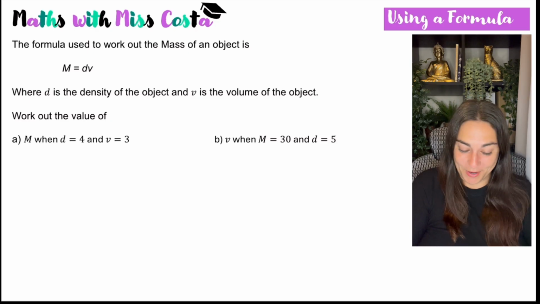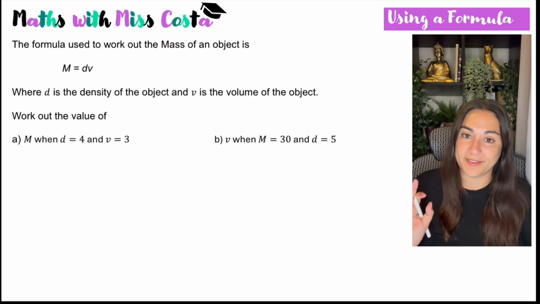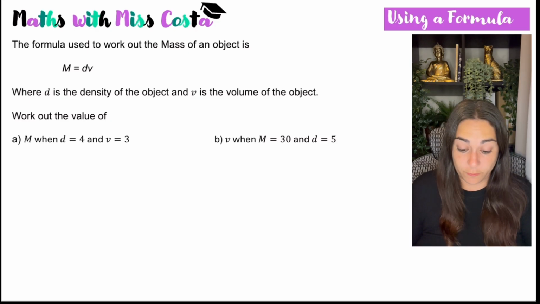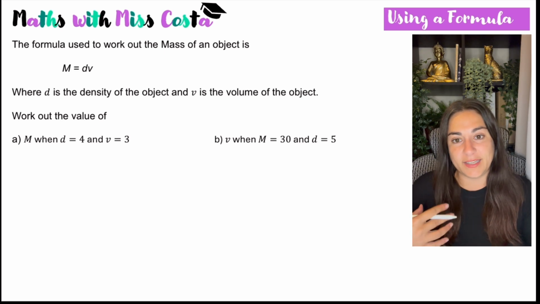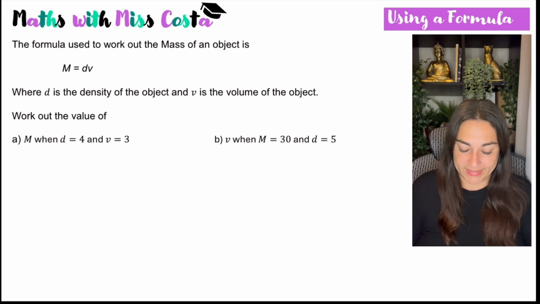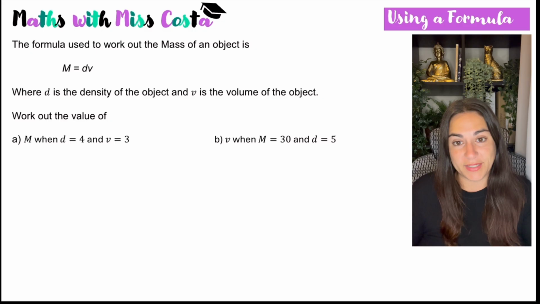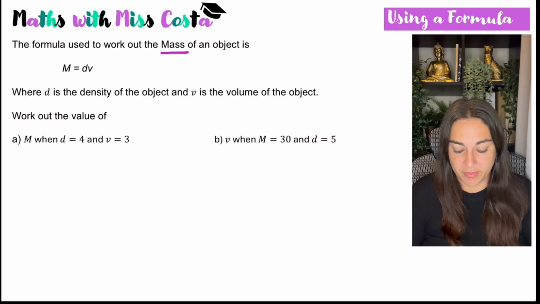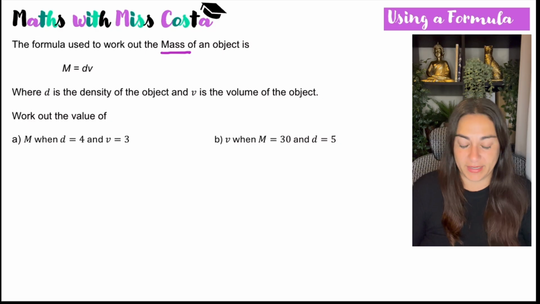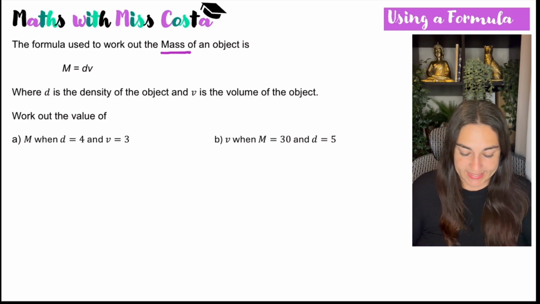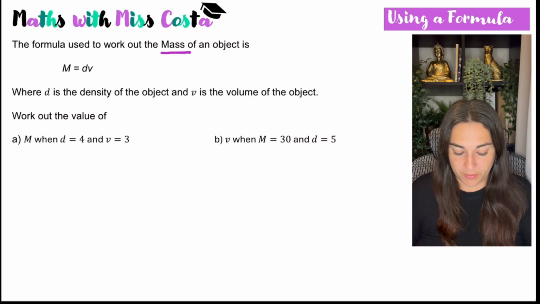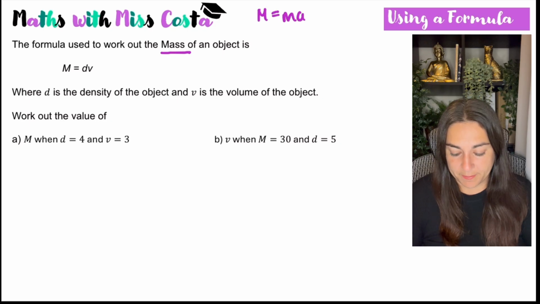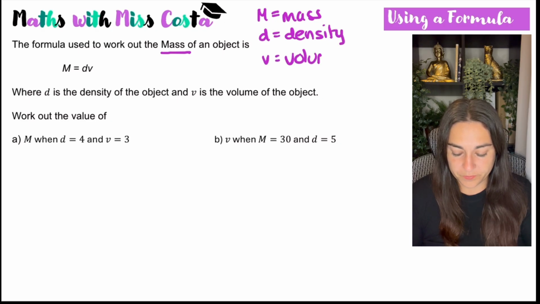And for the last part of this unit, we're going to use a formula. So when we're using a formula, we're just given some algebraic stuff, so m equals dv, and we're going to be given values that we have to substitute in. So here I'm told that the formula used to work out the mass of an object is m equals dv, where d is the density of the object and v is the volume. So m represents the mass, d is the density, and v is the volume.